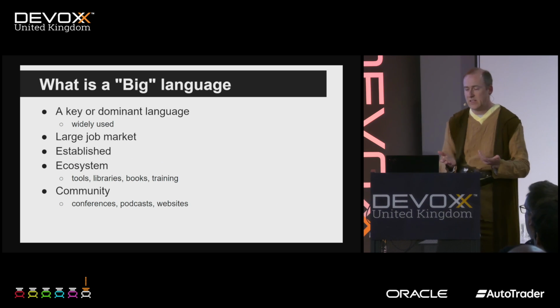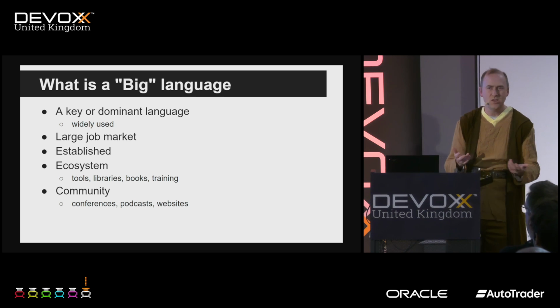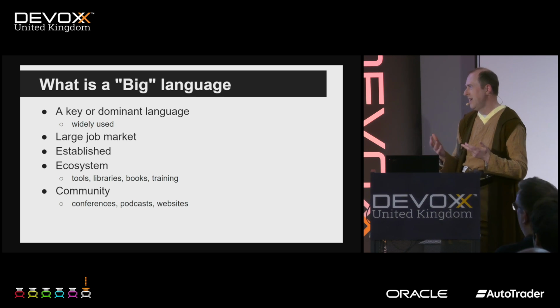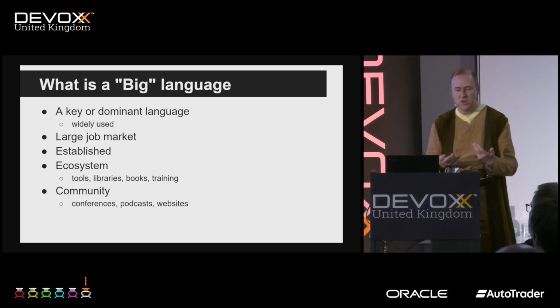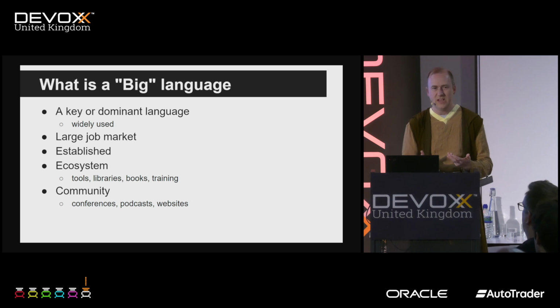So the question I have to ask is, what is a big language? Well, it's a key dominant language. It's widely used. There's this huge job market. It's got ecosystems around it. It's got community around it. I think we sort of know what those languages are. And sometimes our favorite language, we want to be one of those, but actually it isn't.